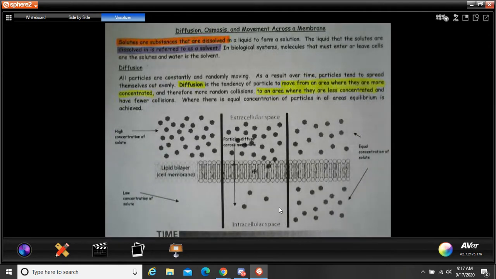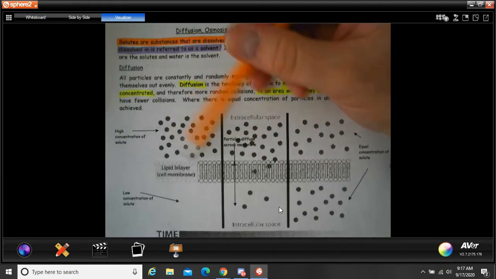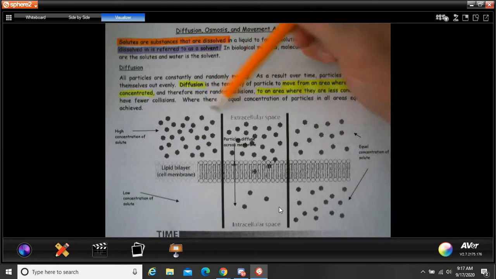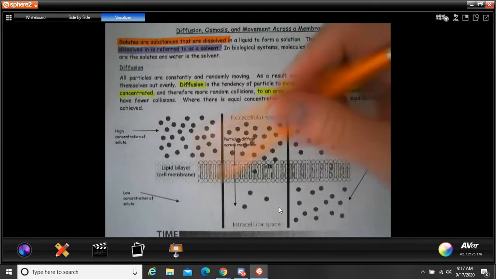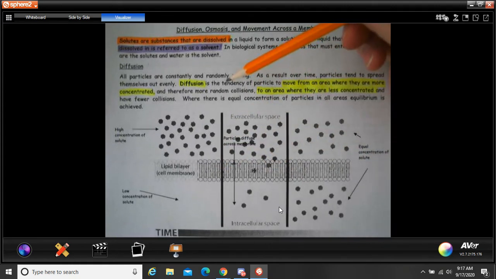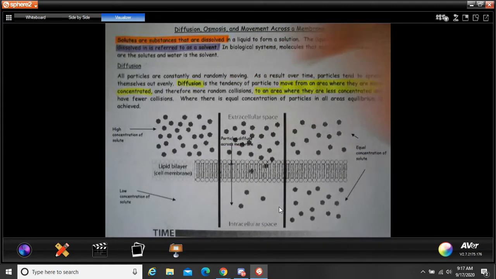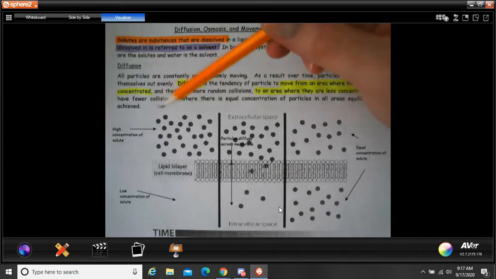Now, this is because of random collisions. If you look at the diagram below, these are all solute particles. The water, the solvent, is not labeled on here. You would assume all the white, everything that's not a particle, is represented by water, even though water is technically a particle, but we're going to leave the solvent out and just talk about the solute. So these are the solutes here.